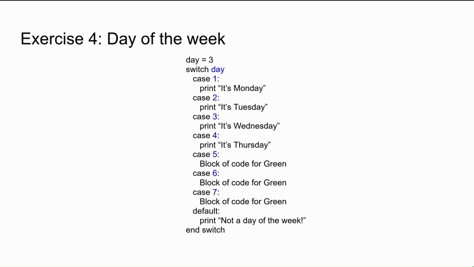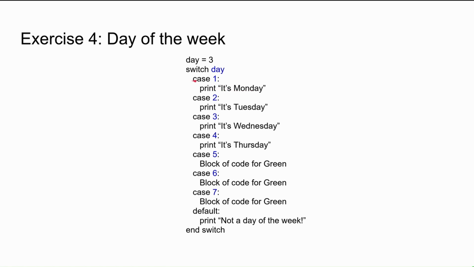In this example, day is equal to 3, as we can see here on the top. As I said, we are going to use a variable called day to store which day of the week it is. And now we have the switch day. So the variable we are going to compare against the cases is day. And then we have case 1. So the value we are going to compare day against is 1, which we said is Monday. In this case, day is not equal to 1, so we don't print it's Monday.